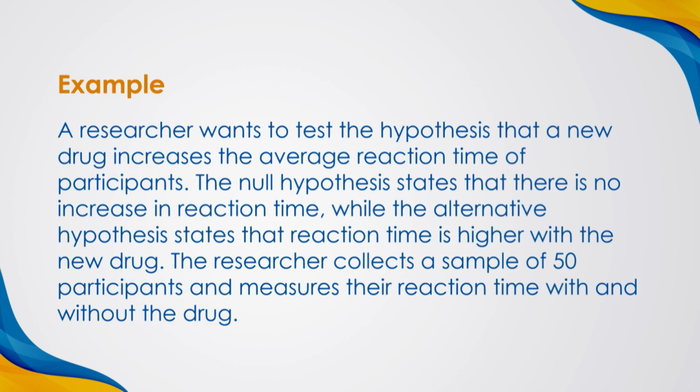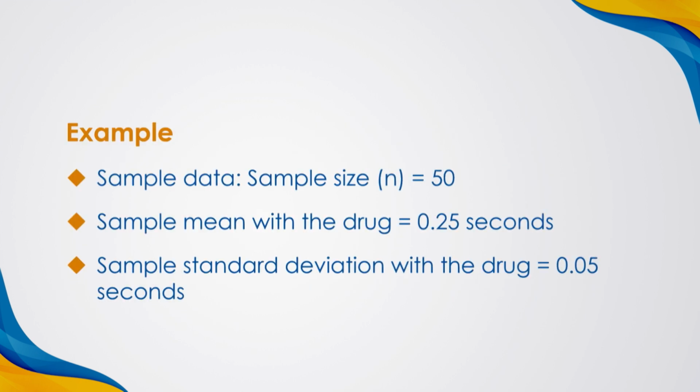Example: a researcher wants to test the hypothesis that a new drug increases the average reaction time of participants. The null hypothesis states that there is no increase in reaction time, while the alternative hypothesis states that reaction time is higher with the new drug. The researcher collects a sample of 50 participants and measures their reaction time with and without the drug. So, here the sample data: sample size is equal to 50, sample mean with the drug is 0.25 seconds, the sample standard deviation with the drug is 0.05.